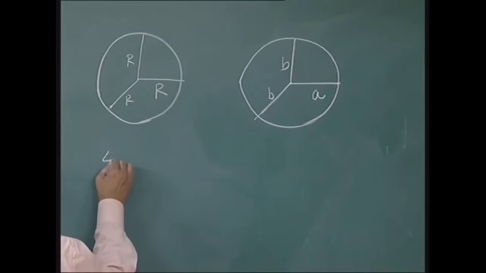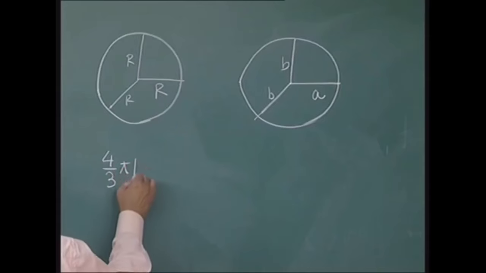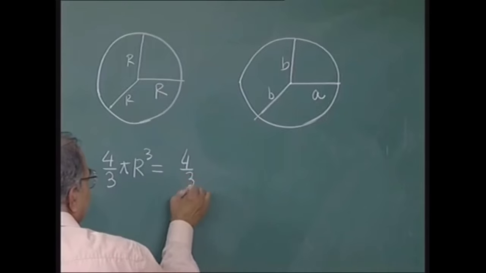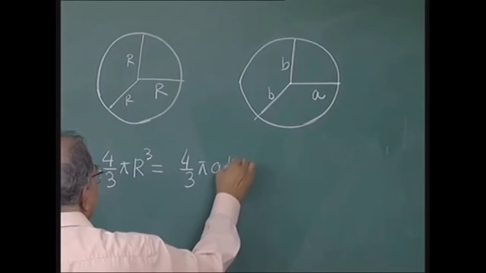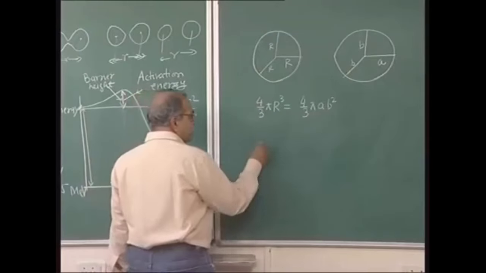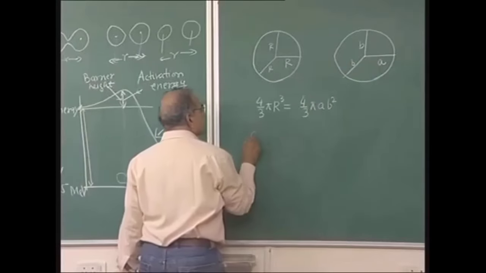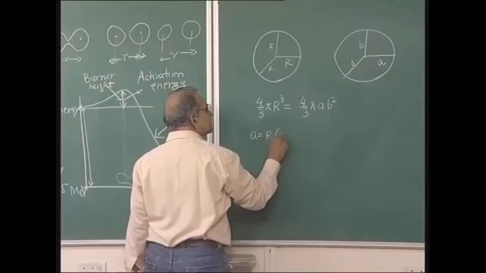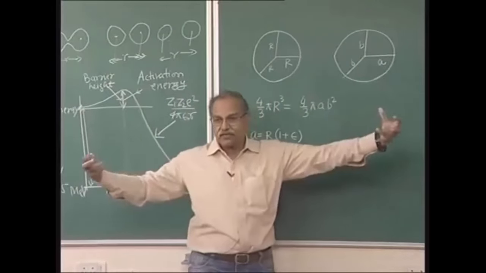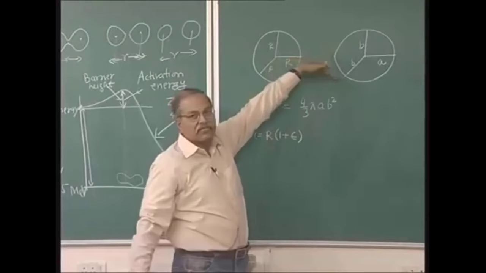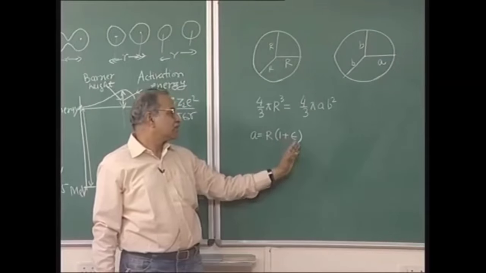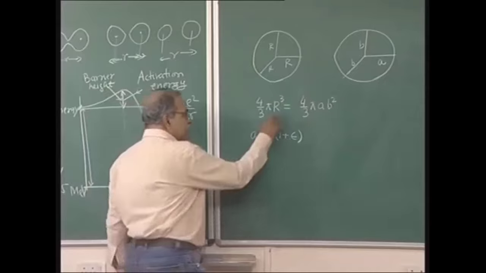So, the volume here is 4 by 3 pi r cube, and the volume there is 4 by 3 pi a b square. So, the volume should be same, nuclear density is same, and if I write this A as r times 1 plus epsilon, this radius is increased here, it is elongated and this is compressed. So, B will decrease. So, if I write this A as r times 1 plus epsilon, I can put it here and see what is B.